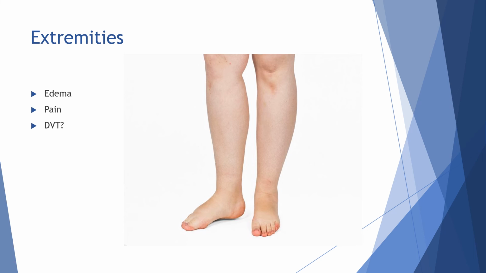E for extremities. When you look at the extremities, you want to make sure that there's no edema, there's no pain, and there's no signs of DVT. These are the things that can happen to a postpartum patient due to the fact that she's still in the hypercoagulability state, which means that she's at risk for DVTs. Her blood thickens. It's a gift and it's a curse.